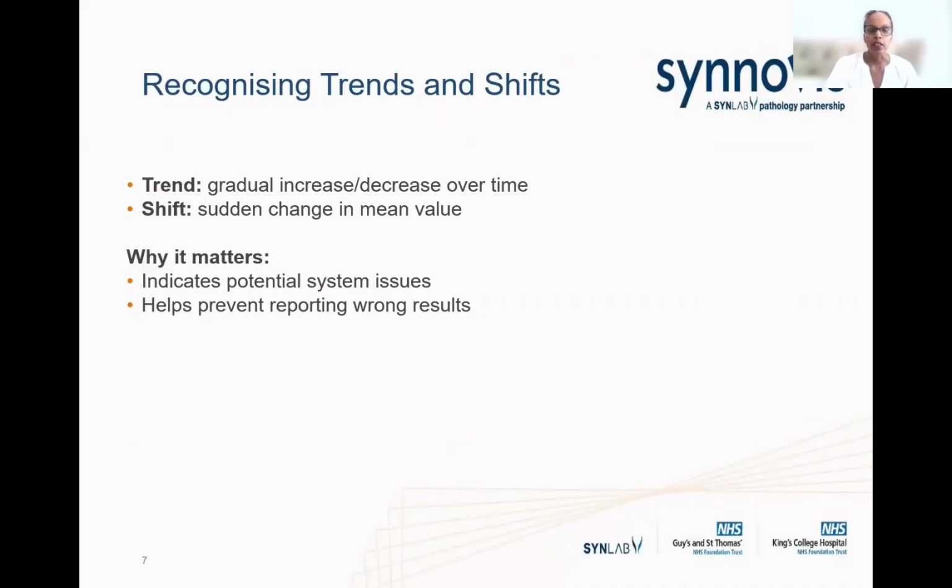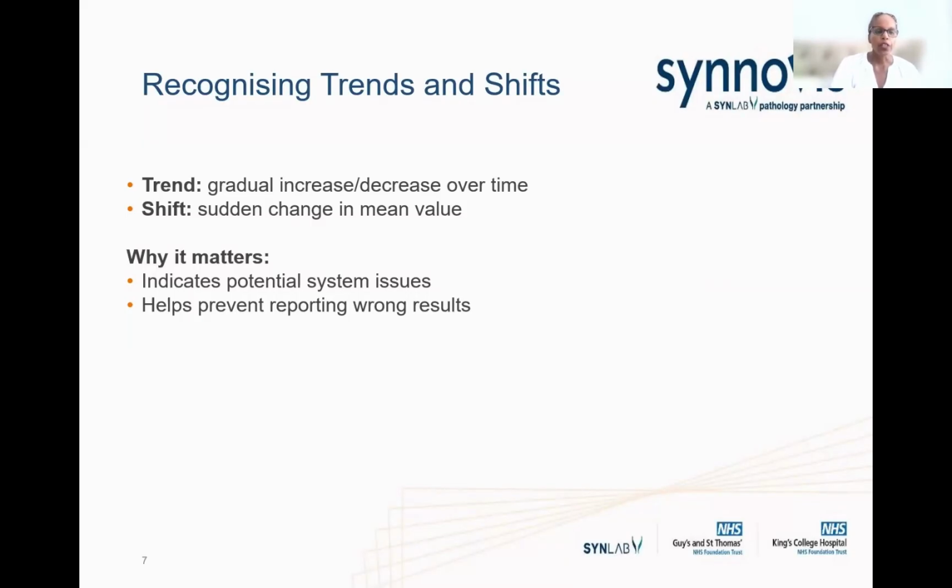So, recognizing trends and shifts. Trends are a gradual increase or decrease over time. If your QC is shifting up, it hasn't gone outside the acceptable or the warning value, but it's shifting up over multiple points, it's still showing you some sort of trend that you need to look at or investigate. Or you can have a sudden shift in the mean value. You expect that 5% of the time when applying QC, but not more than that.